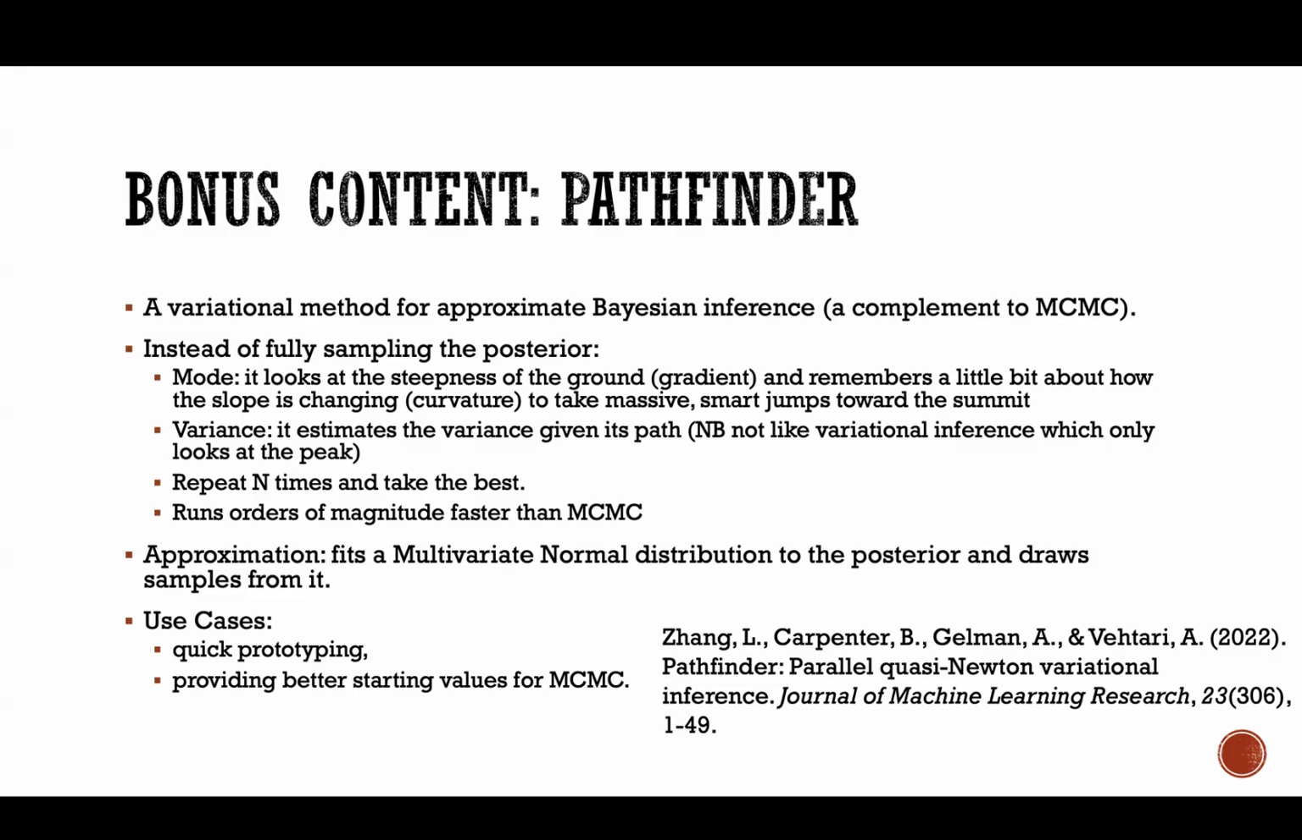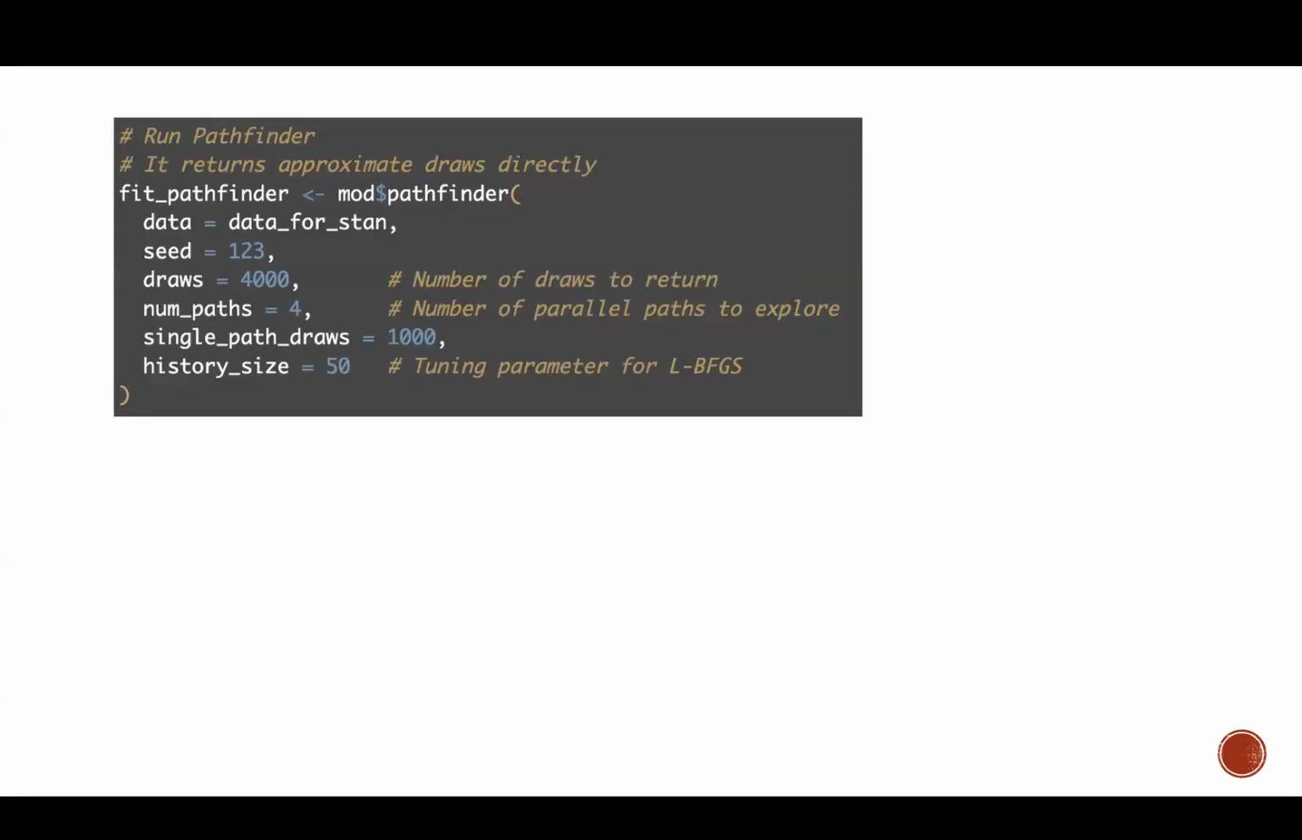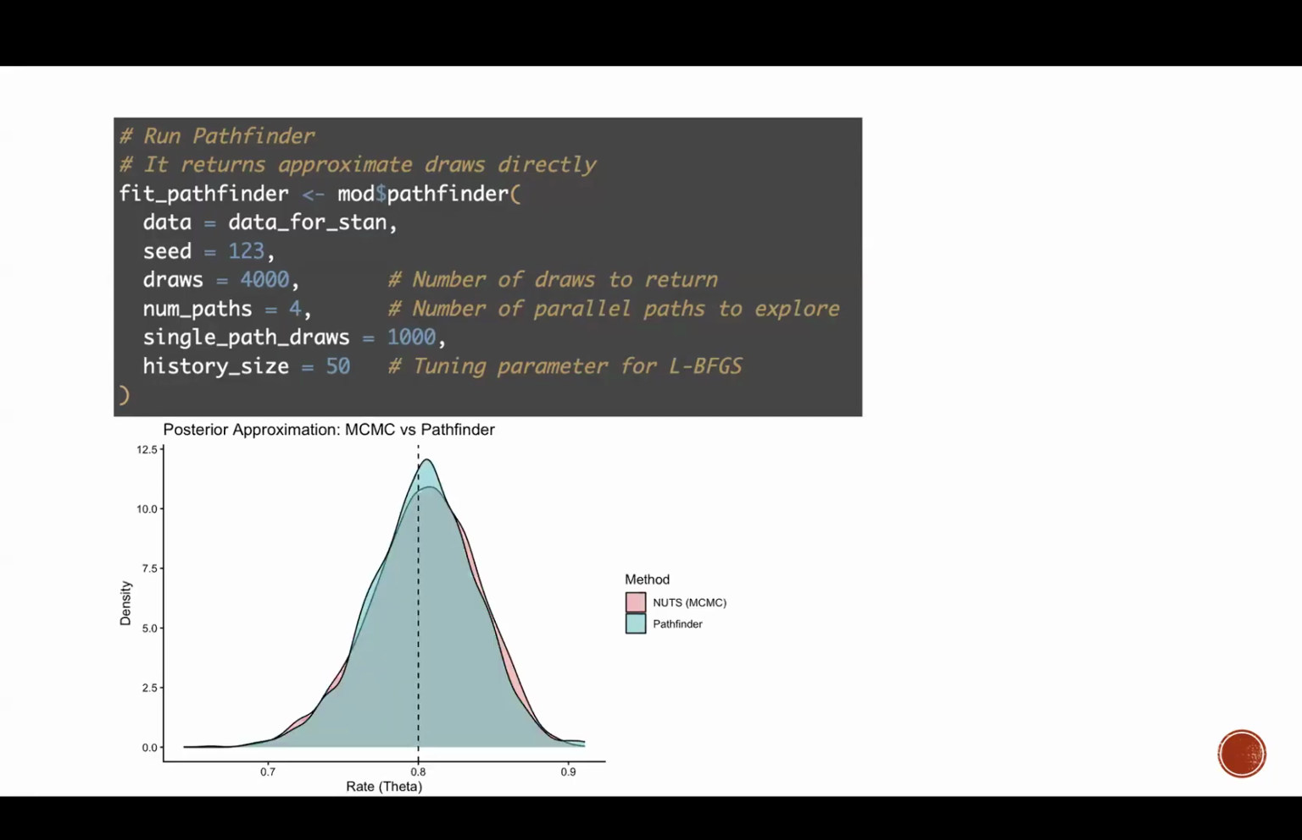There's a paper there if you're interested, but here is the way you fit it. Instead of using sample, you use Pathfinder as a method. You give it the data, the seed, the rows, the number of paths, and the paths are kind of like the chains before, and then the single path rows. So how many times it has to sample before it's okay with having found the minimum. And then we run the model.